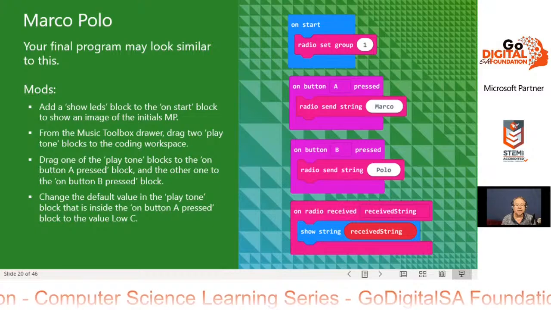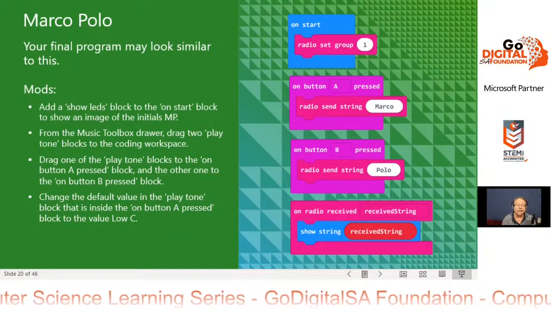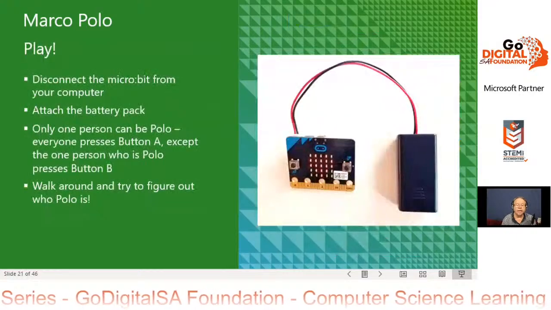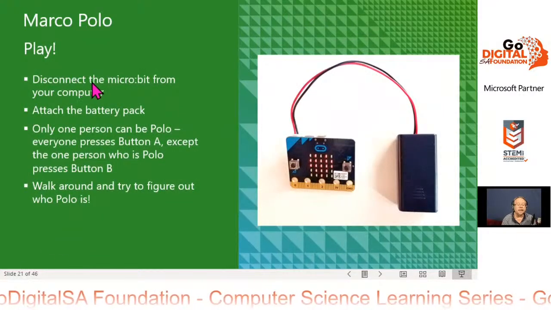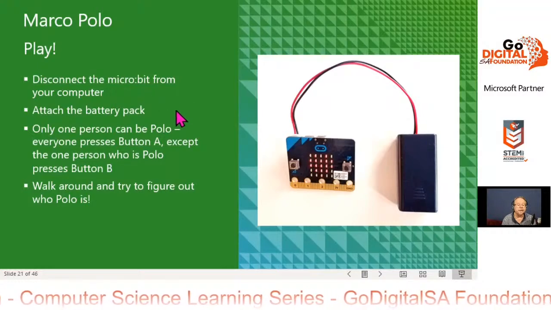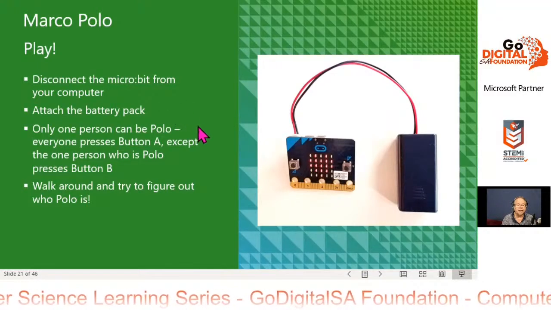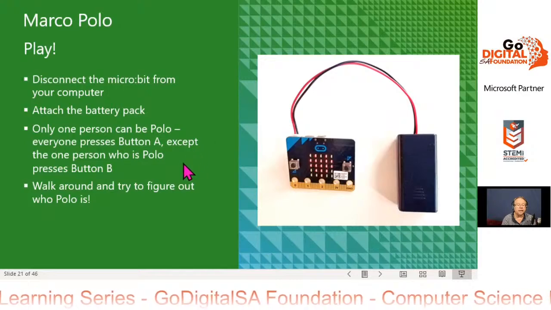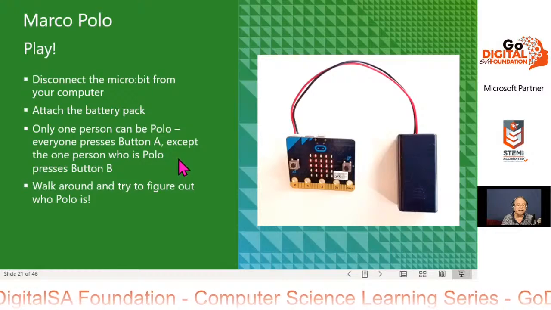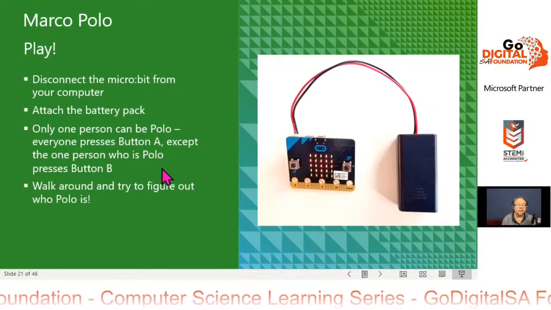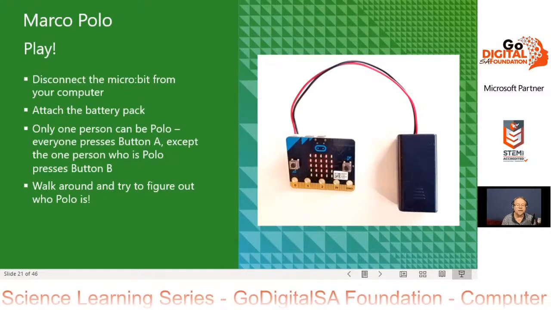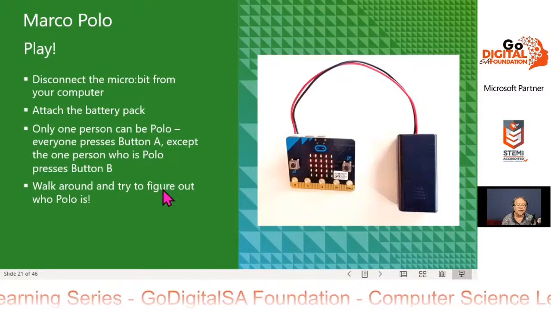Okay, so that's just so that we can hear a sound, but then we'd have to connect earphones or a speaker to the microbits. Okay, so to play, after downloading the program to the microbit, we disconnect the microbit from the computer, attach the battery pack, and then one person has to start by being it, so they can be Polo. So everyone presses button A except for the one person who is Polo, who presses button B. And so then people can walk around, each one with their own microbit, and they can try to find out who Polo is.